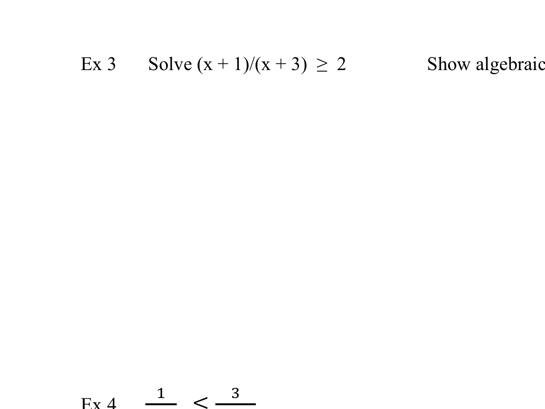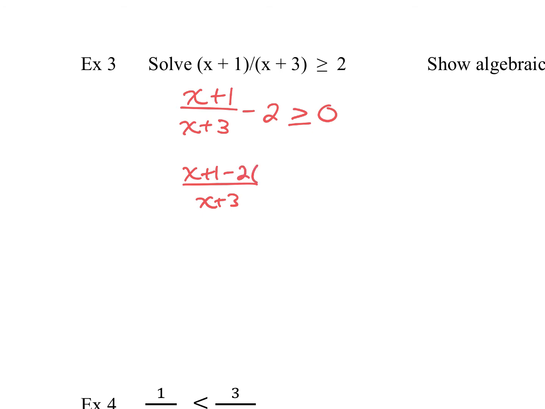So here on example 3, I want to set this inequality equal to 0. So I'm going to have x plus 1 over x plus 3 minus 2. And I'd rather have this as a single fraction, so I'm going to find a common denominator, and I'm going to let that be x plus 3. You can see here that I've multiplied negative 2 times x plus 3. And when I simplify all this down, I will get negative x minus 5 all over x plus 3.